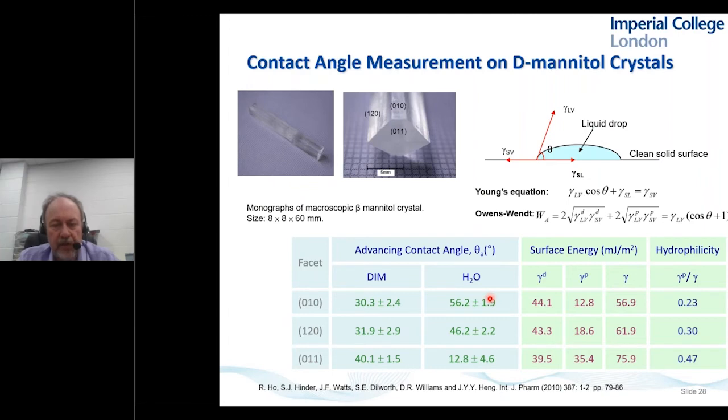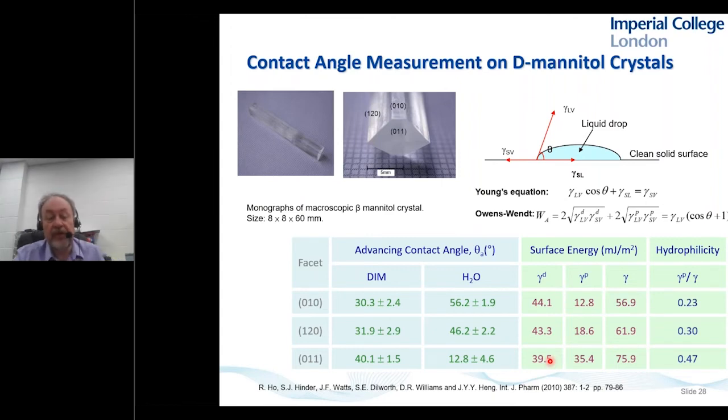If I look at the water, you can see the water has contact angles of 56 on this surface, 46 here, but on this facet, 12. In other words, for that to be true, there must be a lot more hydroxyl groups on this facet, because the hydroxyl groups in the mannitol are what give us the small contact angles. At the moment we're going to compare this data with the data we get from IGC. From the contact angle data, we can determine the dispersive, which is van der Waals, and the polar, which is acid-base interactions, for each of those crystal faces.